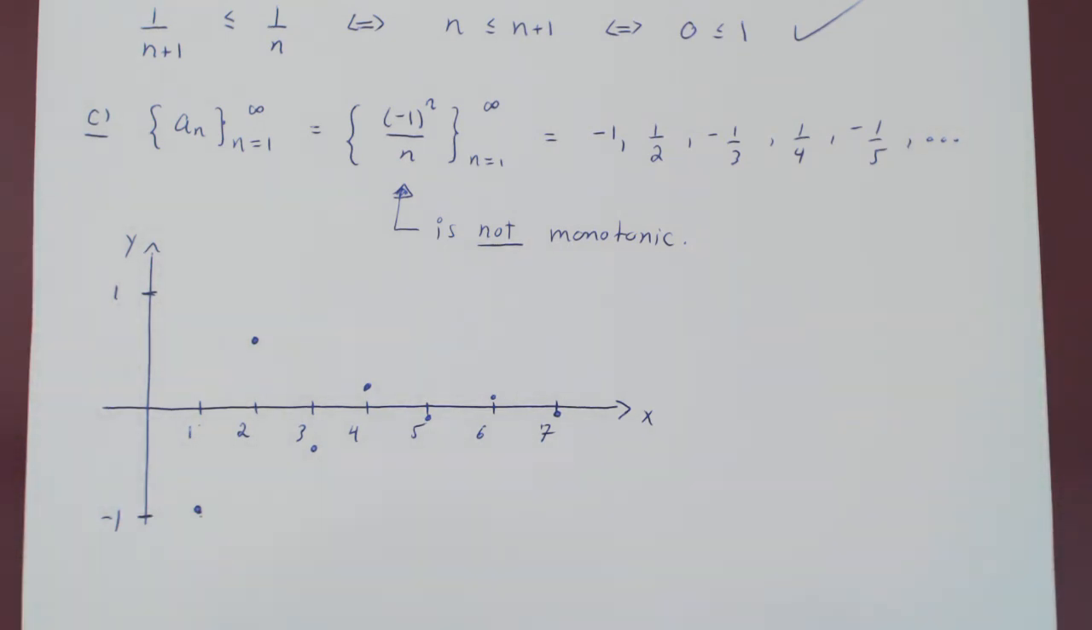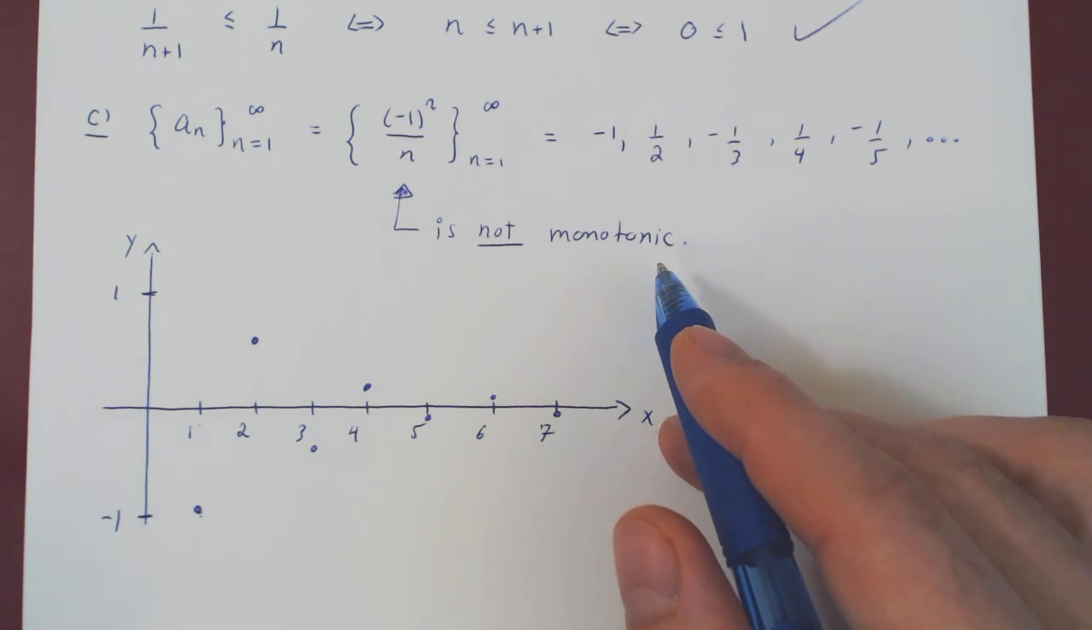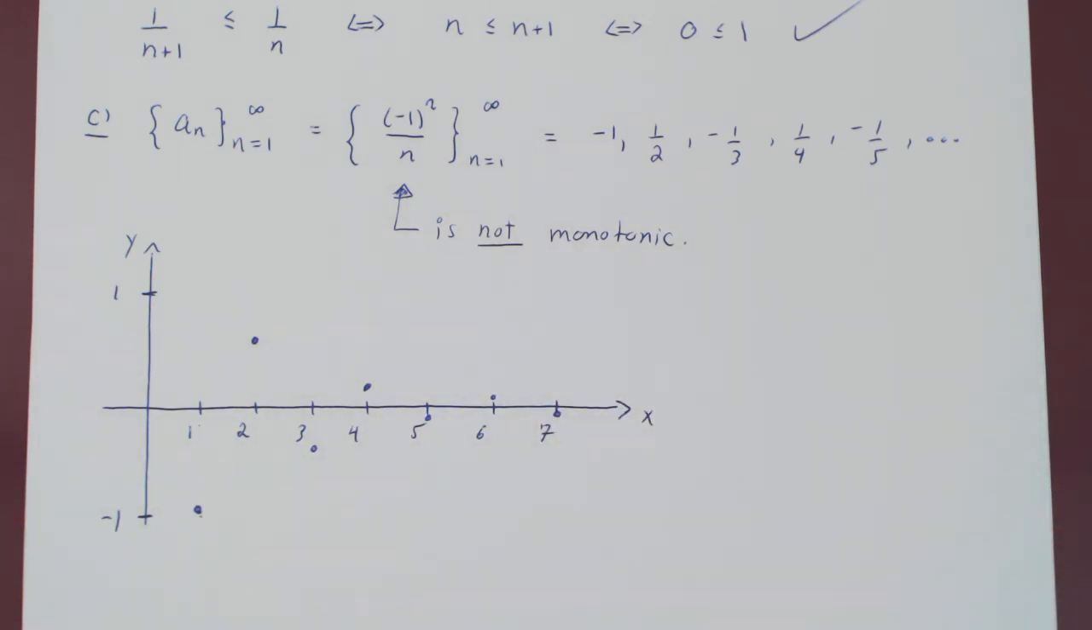And that's it. So always remember that the term monotonic simply means that the sequence is allowed to remain constant for a while. When you say the sequence is monotonically increasing, the terms are getting larger or constant. When you say monotonically decreasing, the terms are getting smaller or constant. And if it's monotonic, then it must either be monotonically increasing or decreasing. And that's it.